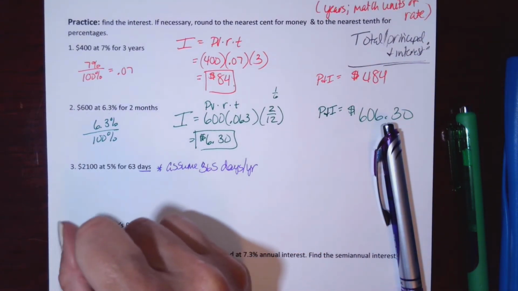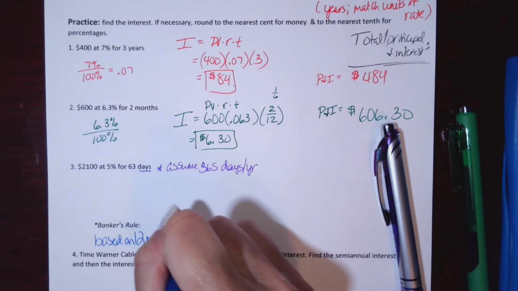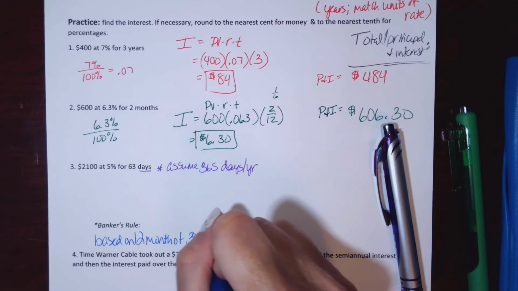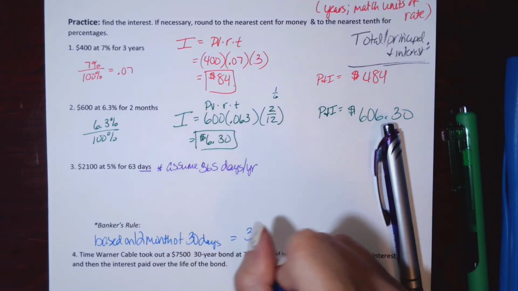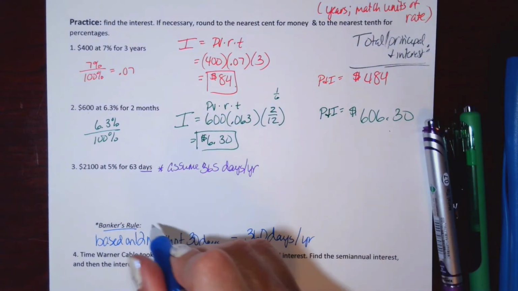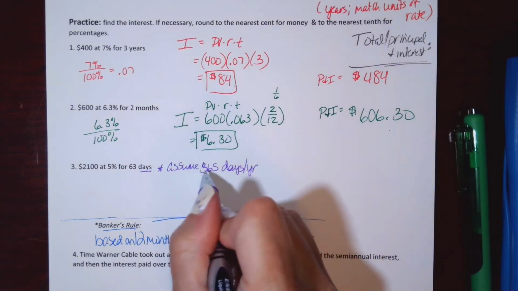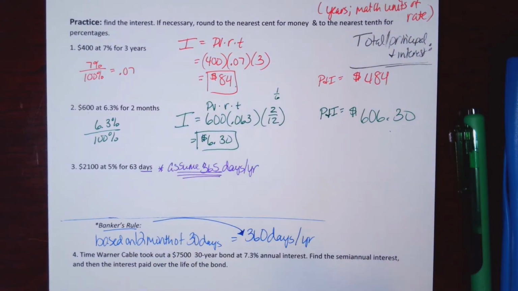The banker's rule is based on a 12-month year, 12 months of 30 days per month. Gives you 360 days per year for our banker's rule. The other book I teach out of, the other class, it tells you to assume that you're going to use the banker's rule unless told differently. This book, however, tells you to assume 365 days in a year unless told differently. So you have to pay attention to your circumstances.